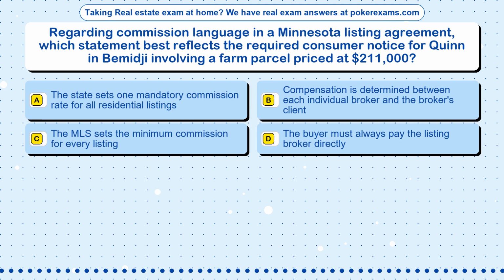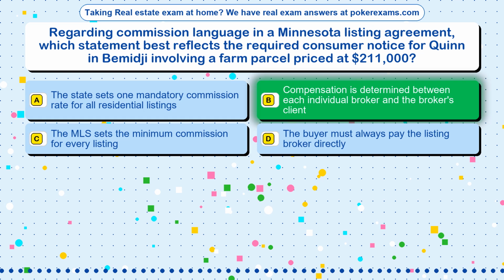Question 86. Regarding commission language in a Minnesota listing agreement, which statement best reflects the required consumer notice for Quinn in Bemidji involving a farm parcel priced at $211,000? Option A. The state sets one mandatory commission rate for all residential listings. Option B. Compensation is determined between each individual broker and the broker's client. Option C. The MLS sets the minimum commission for every listing. Option D. The buyer must always pay the listing broker directly.